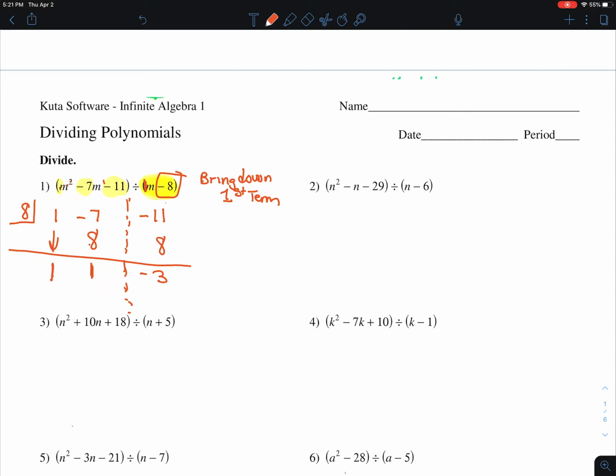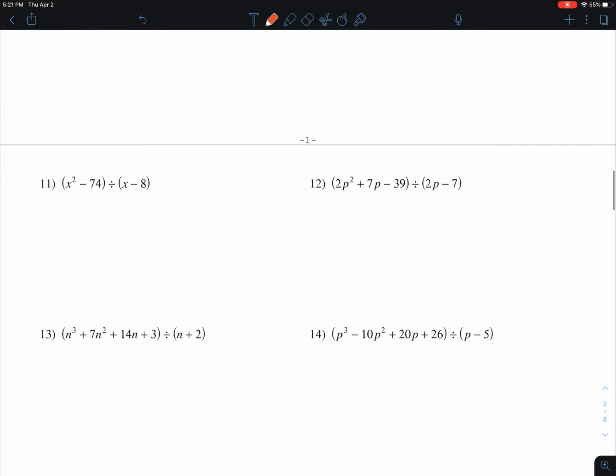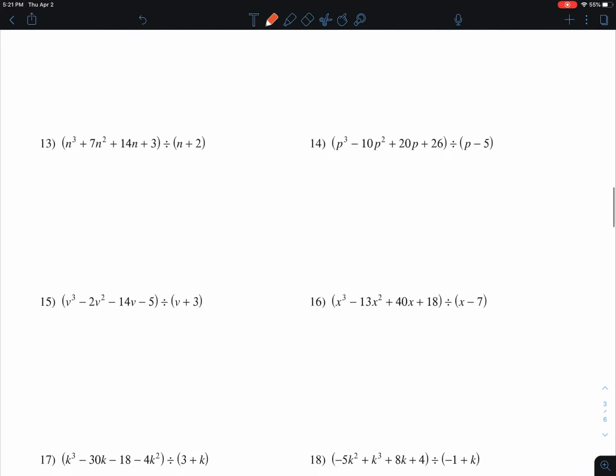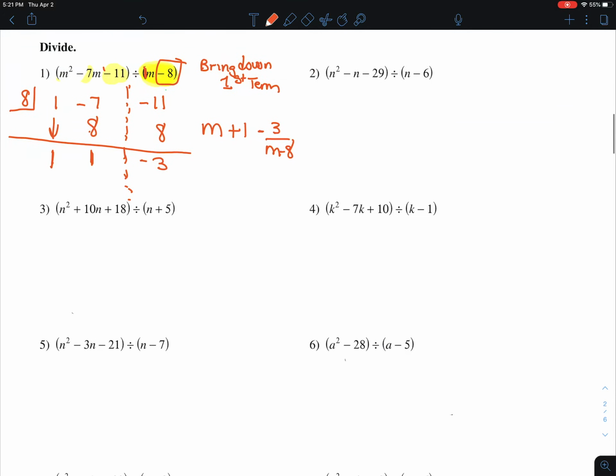So then our answer, believe it or not, this is our answer. Since we started with squared, we're going to drop a term. So we're going to drop a power. So this is going to be m plus 1. And that's my answer with the remainder of negative 3, so we're going to put that over m minus 8. I'm going to check my answer because I haven't done synthetic division in a minute, so I just need to make sure I was doing it correctly. If I had messed up, I would have started the video over, so don't worry.